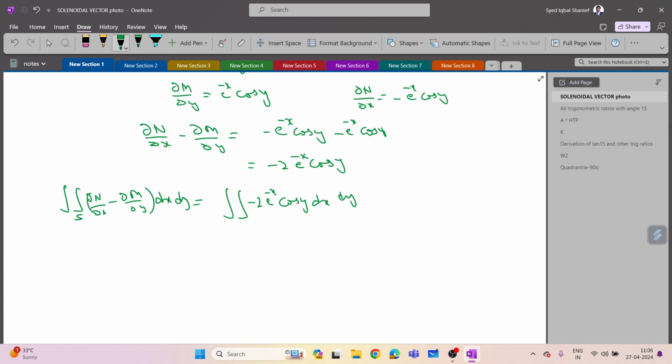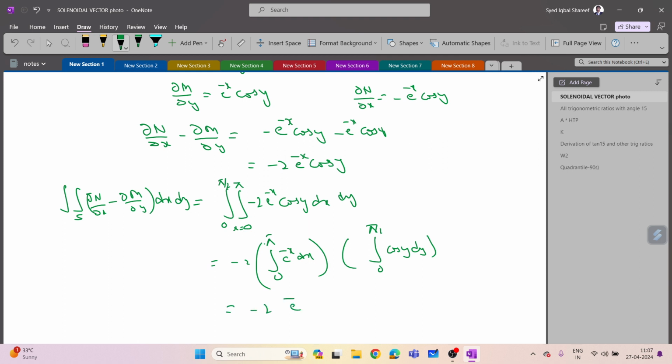So what is the limit of x? Limit of x is 0 to pi, and y is 0 to pi by 2. Both are easy. We can separate: 2 times the integral from 0 to pi of e to the power of minus x dx, times the integral from 0 to pi by 2 of cos y dy.